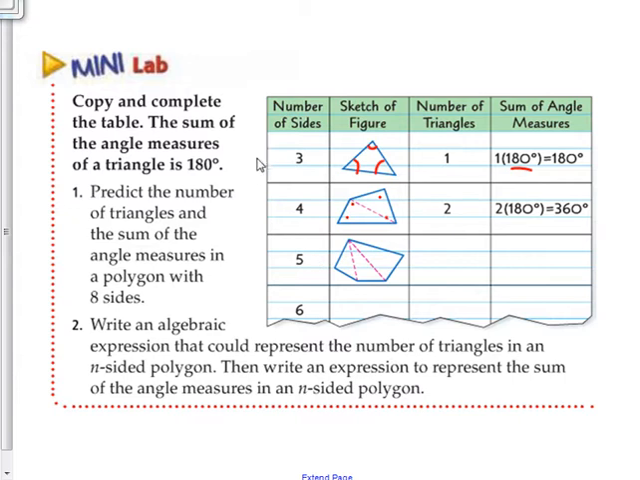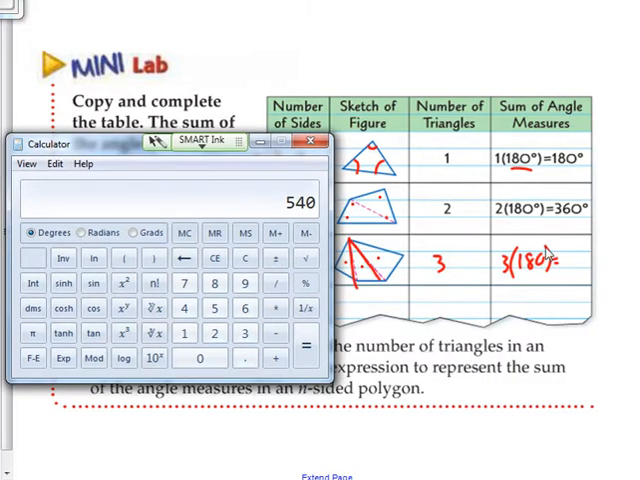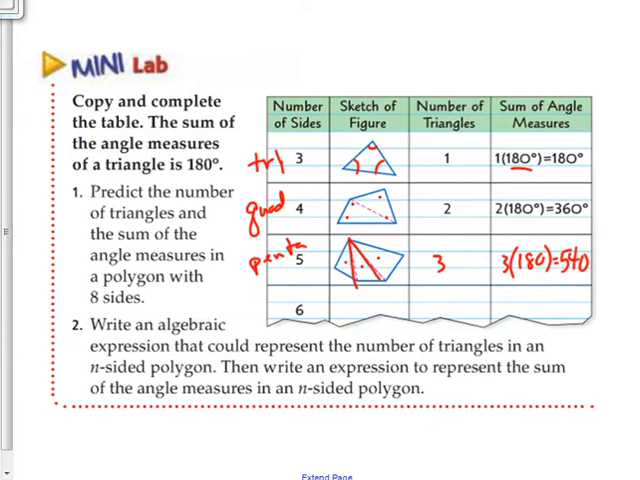Now, a 5-sided shape, that would be a pentagon. So 3 means tri, 4 means quad, 5 is penta. If we draw the diagonals from one vertex, we can make 1, 2, 3 triangles, and 3 times 180, well, we can get our calculators out, 3 times 180 equals 540 degrees. So every pentagon has an interior angle sum of 540 degrees.